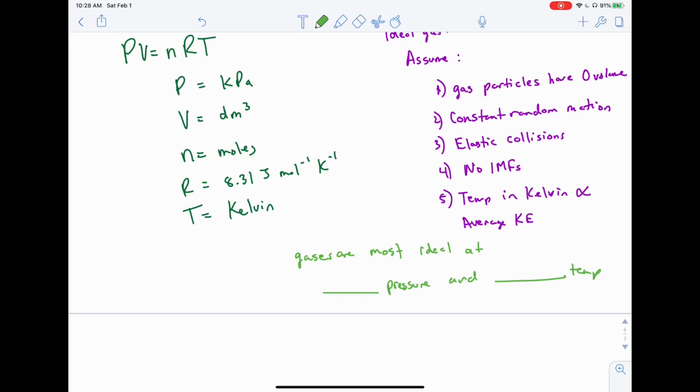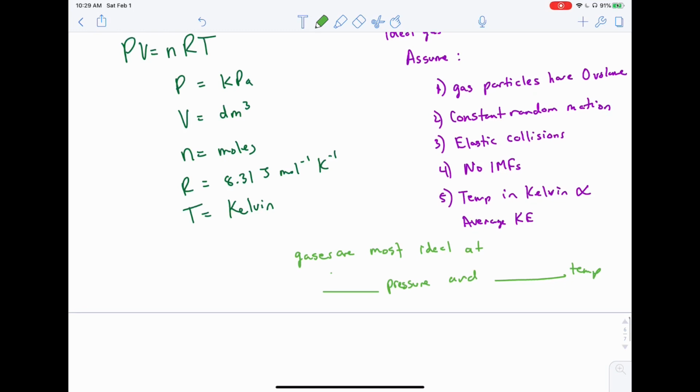Why low? Right, because low pressure means the particles are very far apart, which means they interact with each other less. Exactly. You want them to not interact with each other, so you want them as far apart as possible. Because you don't want intermolecular force of attraction, and you don't want to lose too much energy from all these collisions.